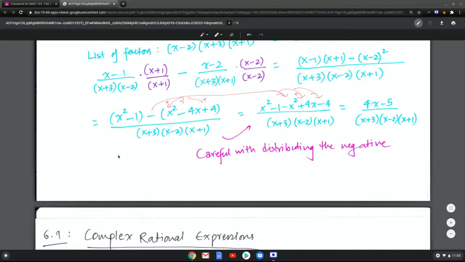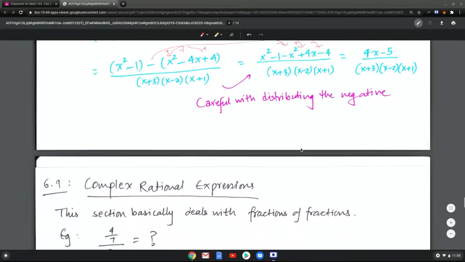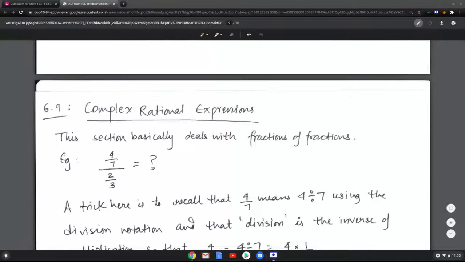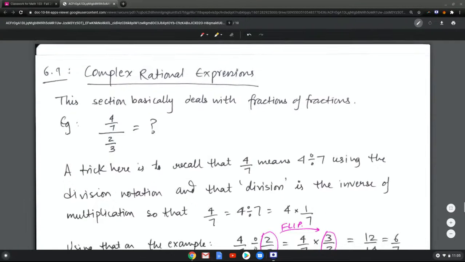Okay, now we have looked at some of the operations. This section deals with a very specific kind of situation where you have fractions of fractions. For example, what is 4 sevenths divided by 2 thirds?